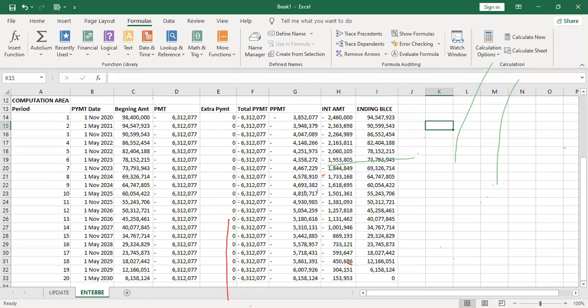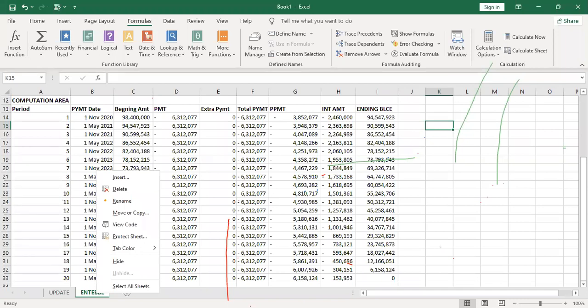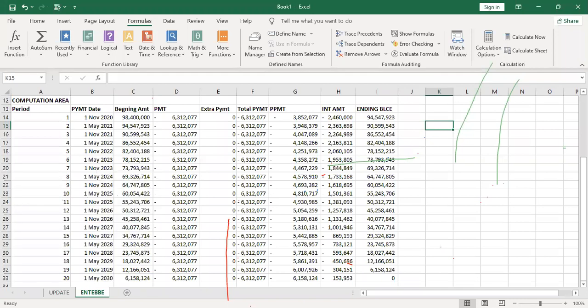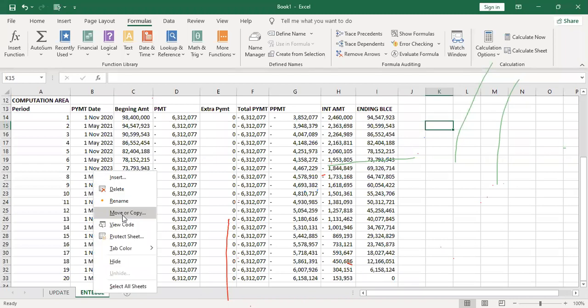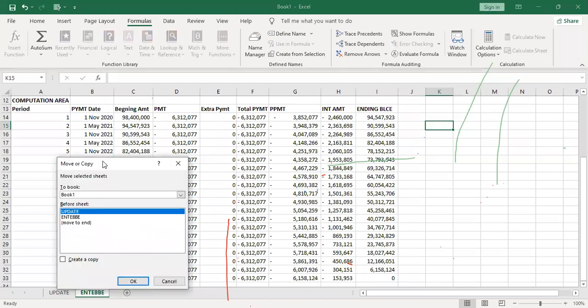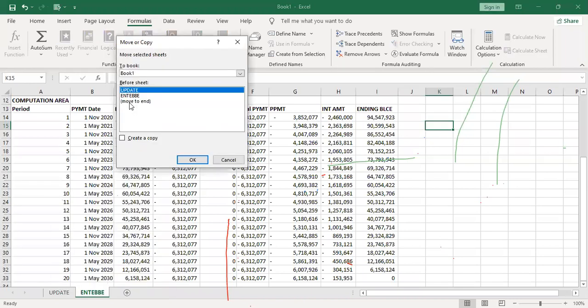Press the cursor on the Entebbe worksheet, right click. There are several ways you can copy, but this is the easiest way. You right click, and then you click on move or copy. Then click on move to end, and put a tick on create a copy, and then you click on OK.